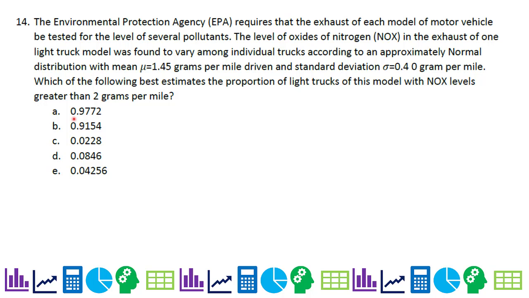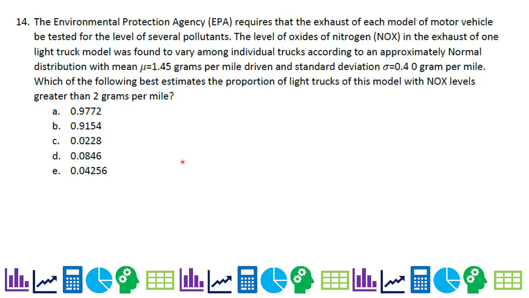Number 14, the Environmental Protection Agency requires that the exhaust of each model of motor vehicle be tested for the level of several pollutants. The level of oxides of nitrogen, NOx, in the exhaust of one light truck model is found to vary among individual trucks according to an approximately normal distribution, with a mean of 1.45 grams per mile driven and a standard deviation of 0.40 gram per mile. All right.